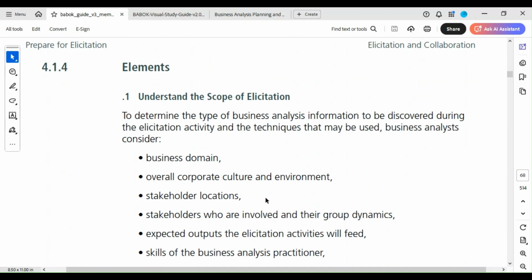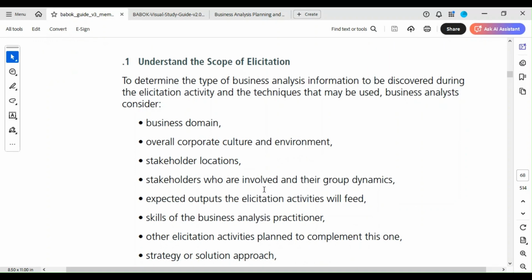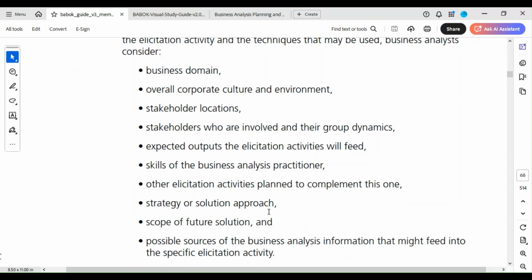Understanding the scope of elicitation is to determine the type of business analysis information to be discovered during the elicitation activity and the techniques that may be used. Business analysts consider the business domain. What is the business domain? What would be the boundary? What is this business, what is the business in this organization all about? When I say the business, I mean the area that brought you in to help with the project. What do they do for the organization? What is their domain? Also overall corporate culture and environment, which I have mentioned before, and stakeholder locations, which I've also mentioned before, and the stakeholders who are involved and their group dynamics.